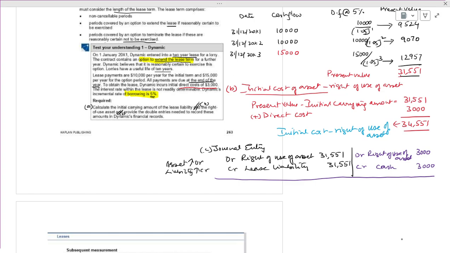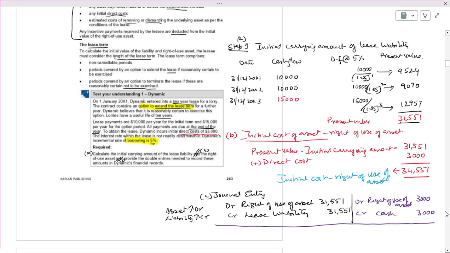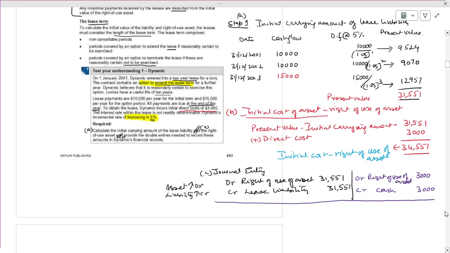The 2-year lease has then been extended for 1 more year. How much is the opening balance of the lease liability? It is 31,552. See the thing.